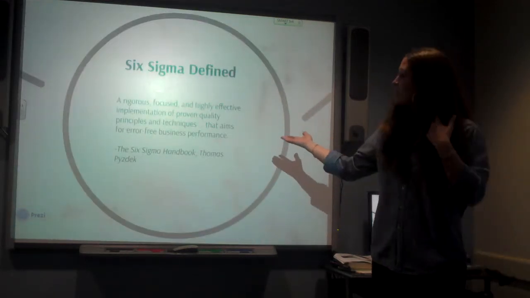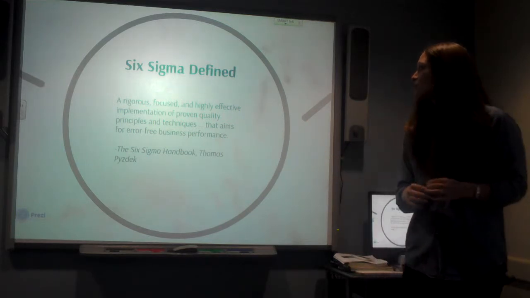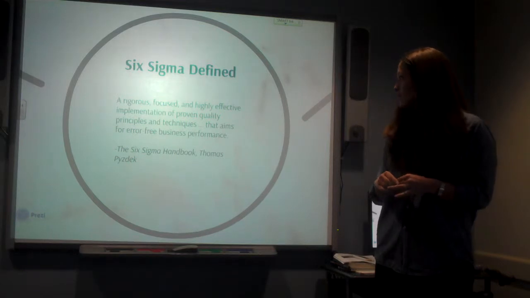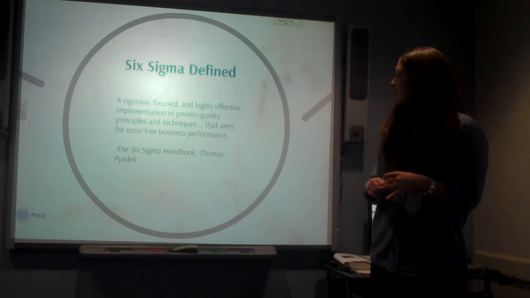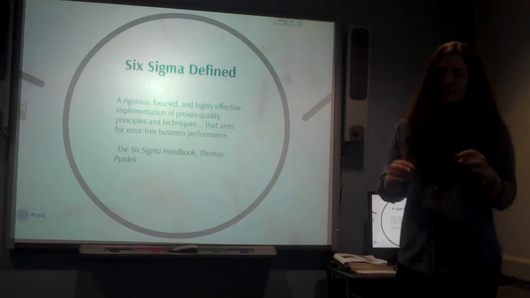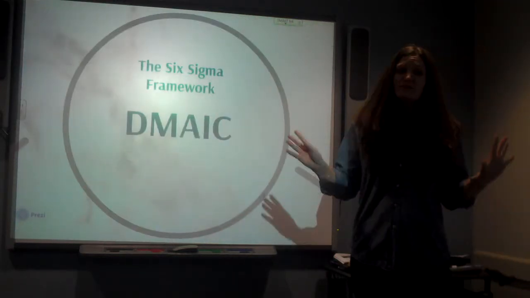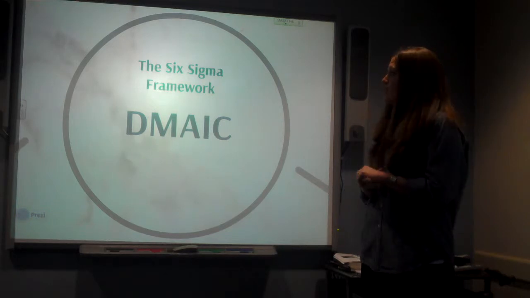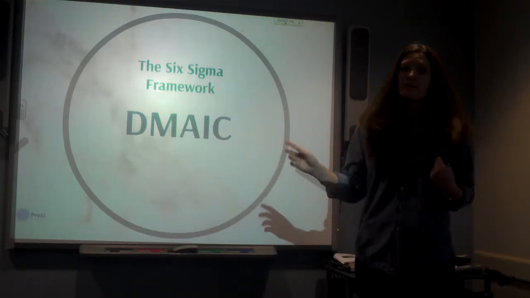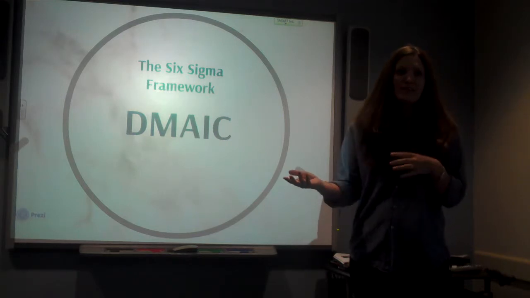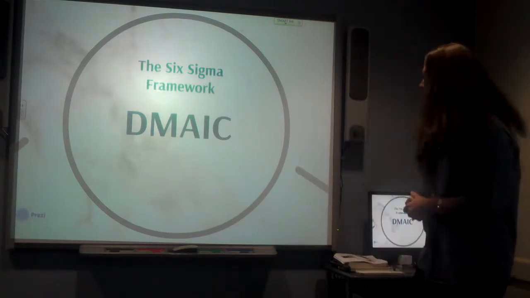Okay, so this is the actual definition from the Six Sigma handbook. It's a rigorous focus and highly effective implementation of proven quality principles and techniques that aims for error-free business performance. So it's a technical definition. There are a lot of different tools that you can use in Six Sigma, but I'm going to teach you about the main one today, and it's called DMAIC, or you can say DMAIC. It's a little bit easier.